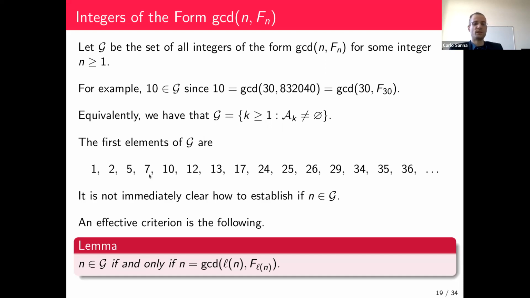The first elements of G are these numbers. It is not immediately clear how to establish when a number belongs to G, but we saw before an effective criterion to establish when the fibers are not empty, which is repeated in this lemma. n belongs to G if and only if n is equal to the GCD of L sub n and the n-th Fibonacci number. This is an effective criterion that can be tested.